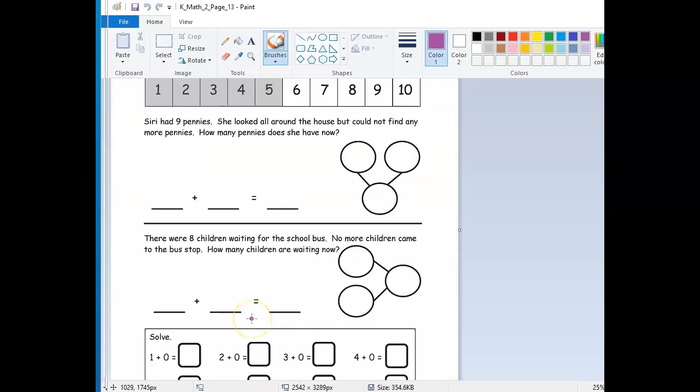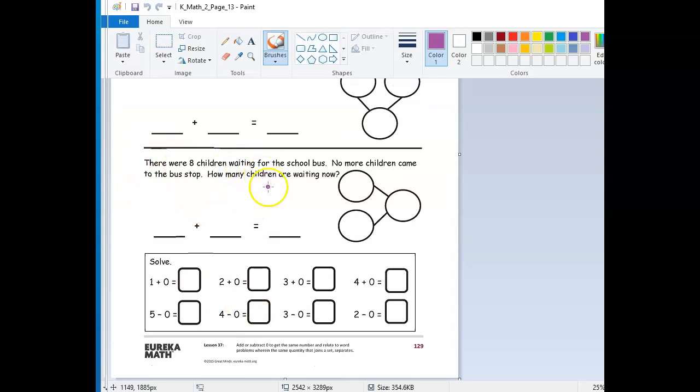The next problem says, there were 8 children waiting for the school bus. No more children came to the bus stop. How many children are waiting now? Don't forget to circle your sign and complete your number sentence and your number bond.